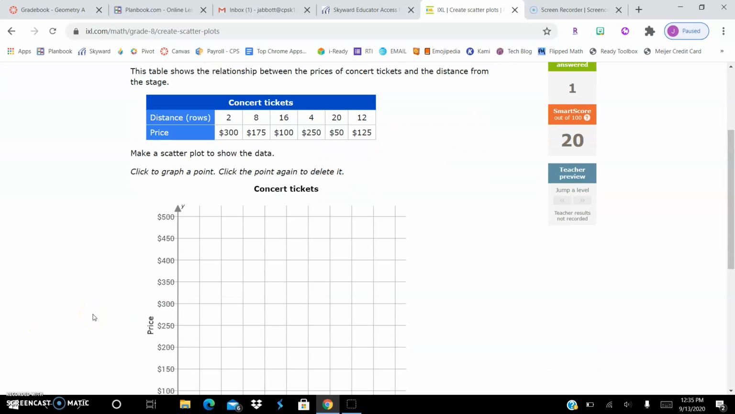Okay. I'm not going to go through this whole problem here, but same situation, only a different story problem to go with it. So this one is the relationship between the prices of concert tickets and the distance that you're sitting from the stage. So distance is on the top, so that is going to be your X. That's going to be how far you crawl. And the price will be your Y, and that's how far you climb.